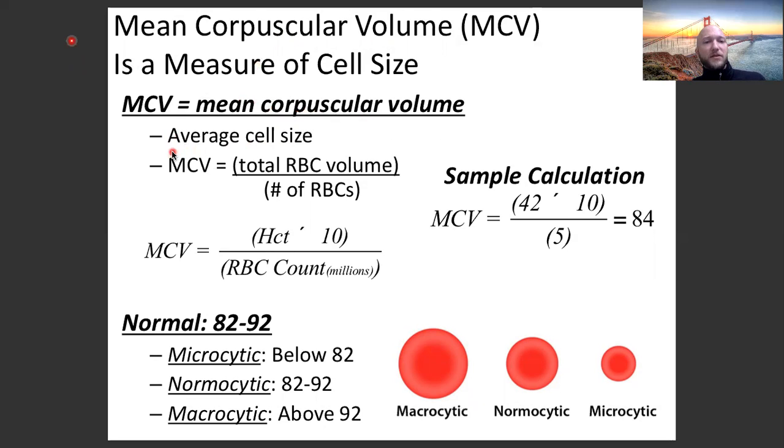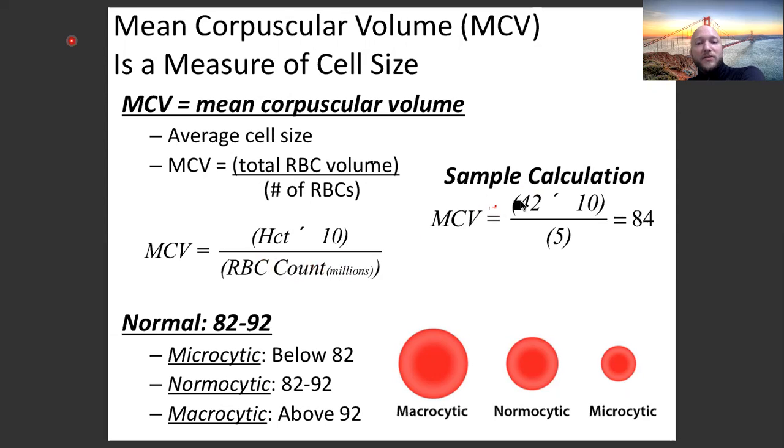So MCV is equal to the total red blood cell volume divided by the number of red blood cells in millions. So if there's 5 million red blood cells, you put a 5 down here. So MCV is equal to hematocrit times 10 divided by red blood cell count in millions. So if it's 5 million, you put a 5. If it's 4 million, you put a 4.